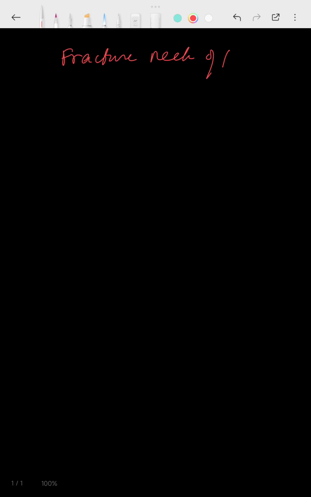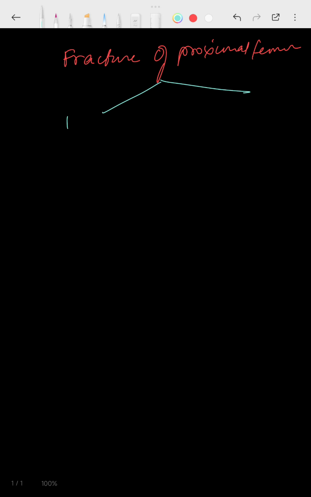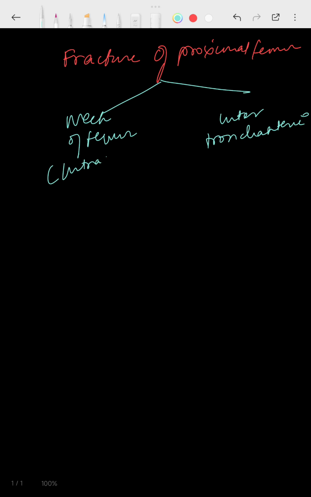Fracture neck of femur. So basically, this is not the topic. Actually, I have to change it. Yes, it is fracture of proximal femur, and your proximal femur is divided into two types: neck of femur and intertrochanteric femur. Neck of femur is intracapsular. This is extracapsular.